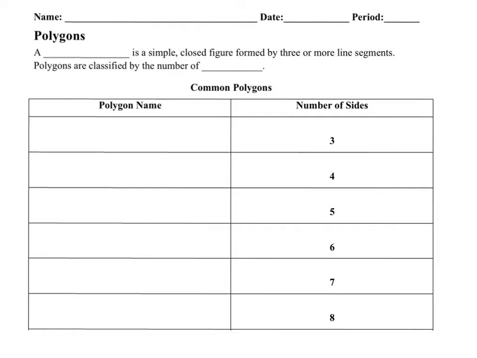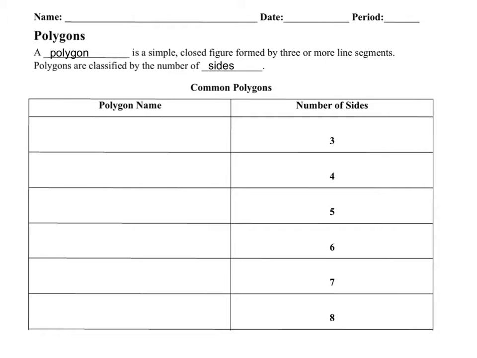So a polygon is a simple closed figure formed by 3 or more line segments. Polygons are classified by the number of sides. So we classify our polygons by the number of sides. And here are some common polygons you should know.